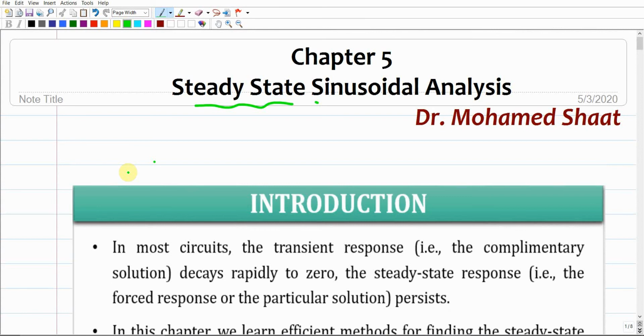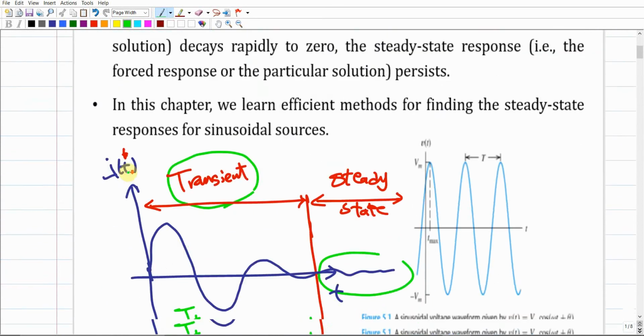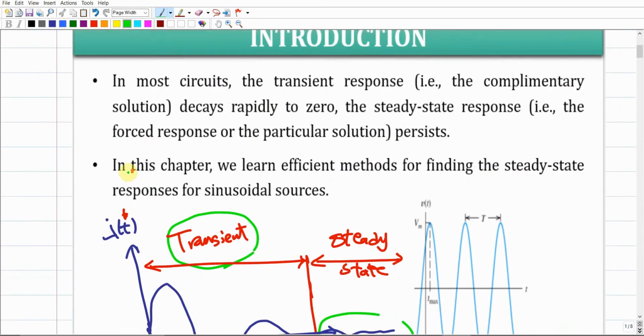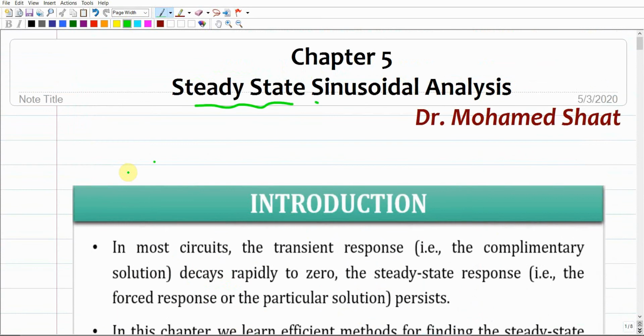But if we are interested in the transient behavior, we have to work like chapter 4. But if we're just interested in the steady state, it is recommended with the new method that we are going to discuss through chapter 5. Make sense? You should understand the difference between these two different things. And again, the focus is on the steady state analysis of the electrical circuit.